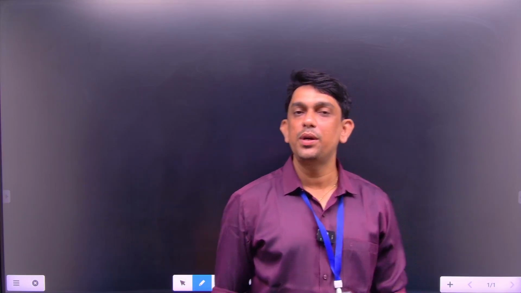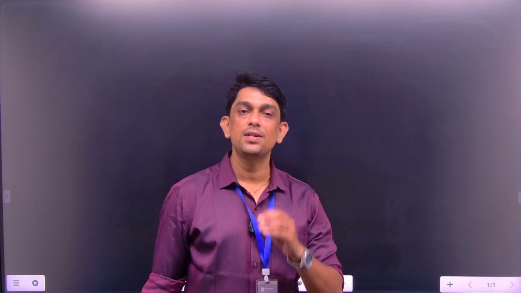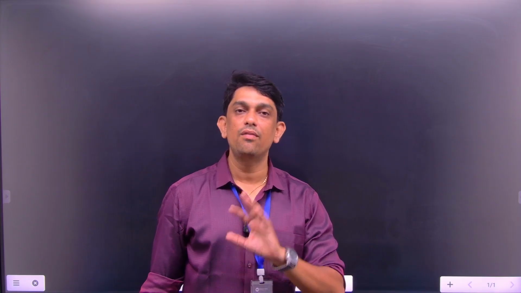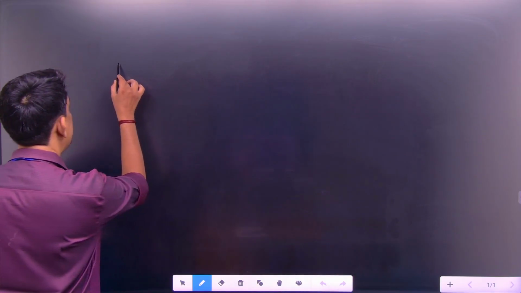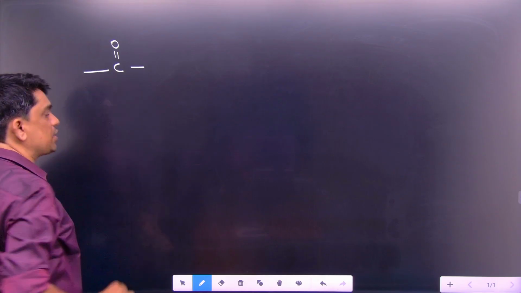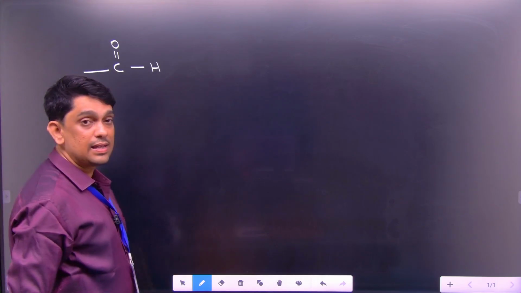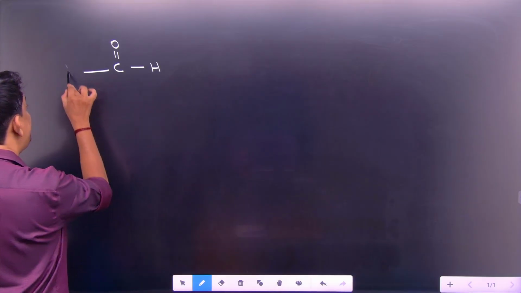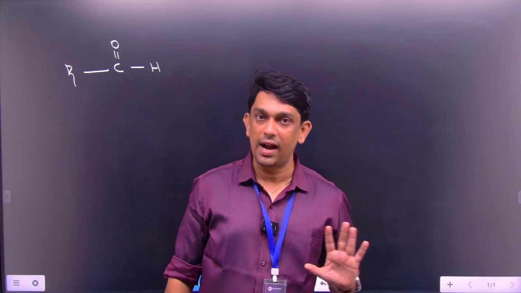So first we are going to study the reaction of carbonyl compounds with Grignard reagent followed by hydrolysis. Now I will write a carbonyl compound. I know this is a carbonyl functional group. If I write a hydrogen here, it becomes an aldehyde. So if I write R here, it becomes the general formula of an aldehyde.